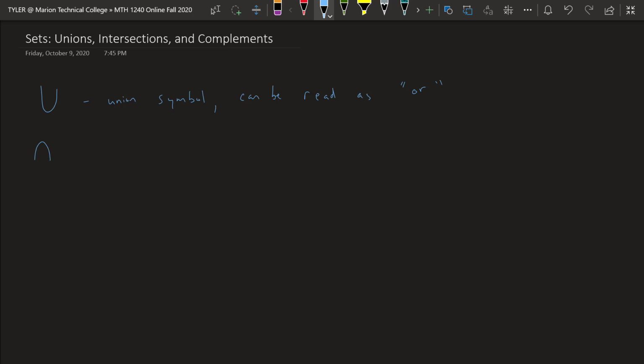This symbol, simply the union symbol upside down, is called the intersection symbol, and it can be read as "and." Right? So the basic idea for union and intersection of sets is the following.